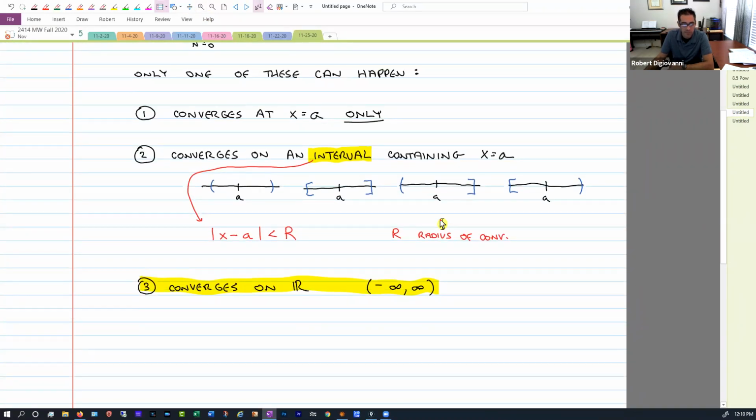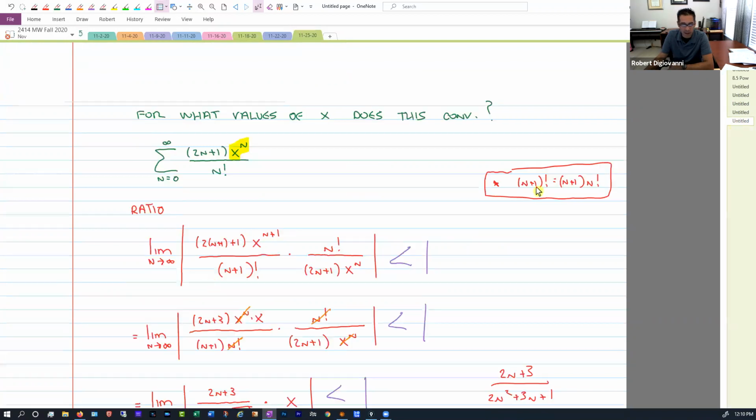Regardless of x, right? It converges on R, no matter what x is. Give me any x, right? It converges. Here we have case 3 happening. That's what's happening in this. So the answer is, for what values of x does it converge?